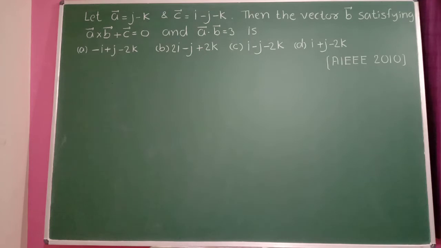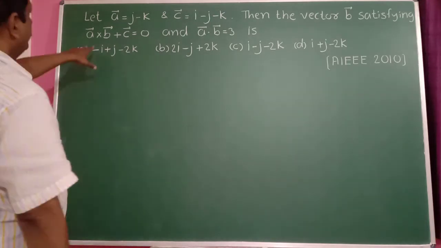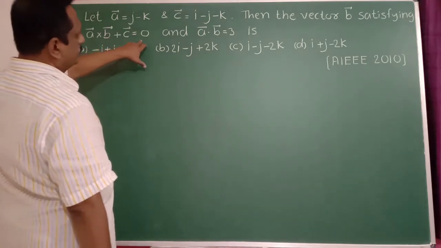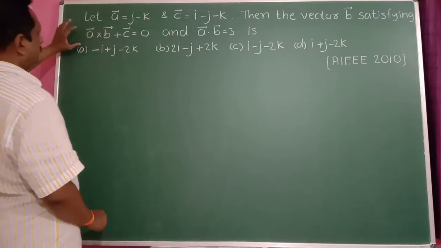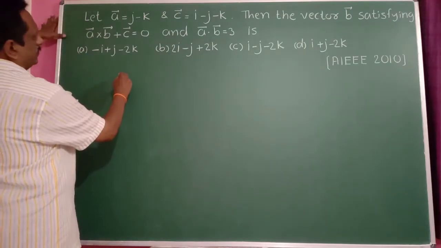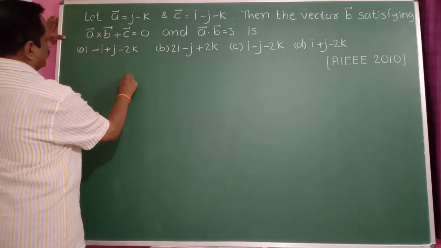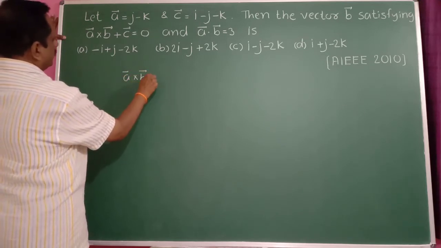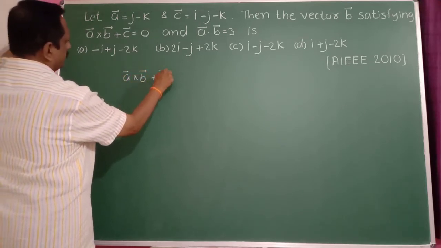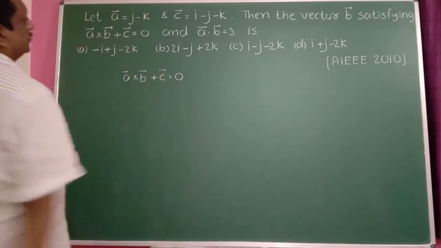So A bar is equal to J minus K. C bar is I minus J minus K. Then the vector B bar satisfying A bar plus B bar plus C bar is equal to 0 and A bar dot B bar equal to 3. Then what is the answer here? Therefore A bar cross of B bar plus C bar is equal to 0.